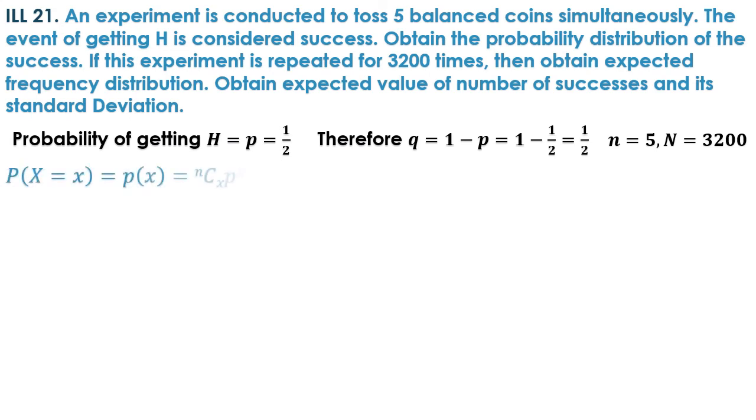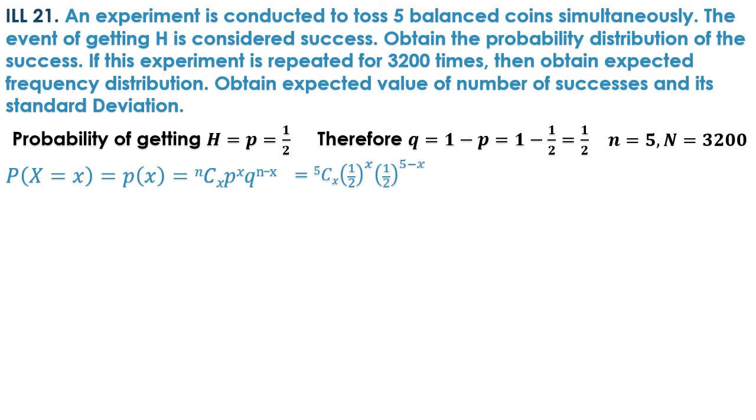Next, p(x) is nCx, p raised to x, q raised to n minus x. Now n is 5, probability of success is 1 upon 2, probability of failure is also 1 upon 2. So let's just put it there: 5Cx, 1 upon 2 raised to x, 1 upon 2 raised to 5 minus x.